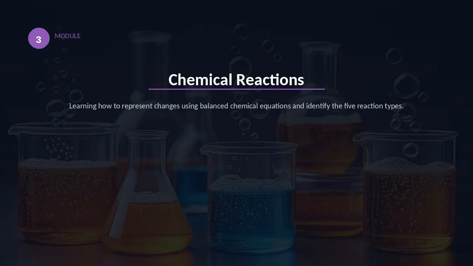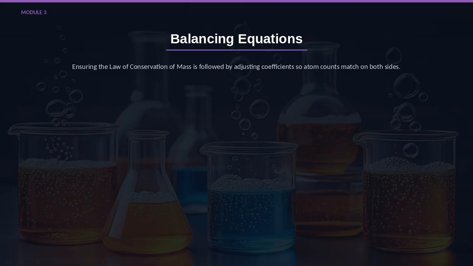Module 3: Chemical Reactions. We'll learn to balance chemical equations and identify 5 major types of chemical reactions. First, balancing chemical equations. This is crucial because it upholds the law of conservation of mass, which states that matter cannot be created or destroyed.